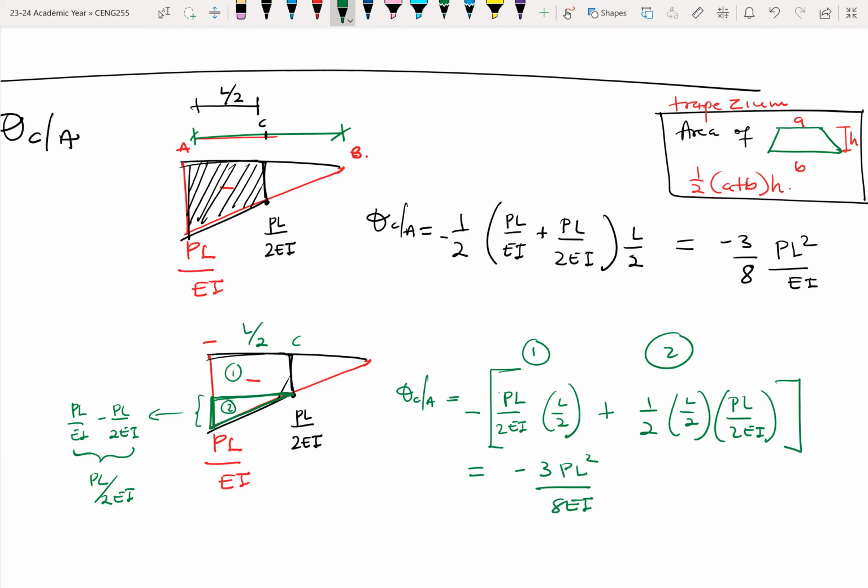Again here, if you know what P is, what L is, and what E and I are, you can input them into the equation, and that will give you your theta CA. Again, theta CA is the same as theta C in this case. It's not always the case. Please take note of that.